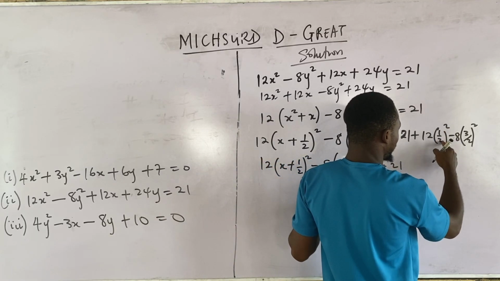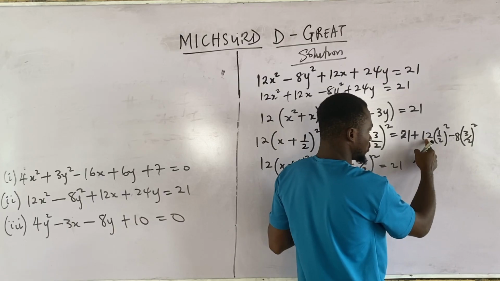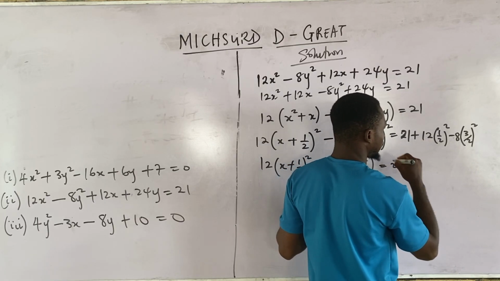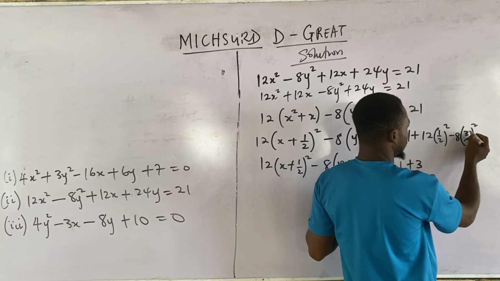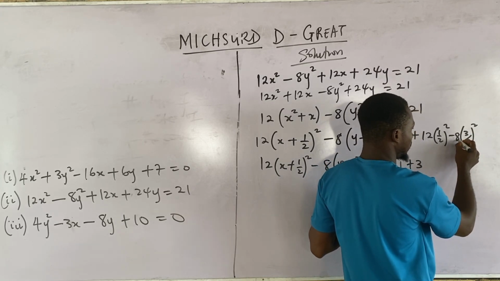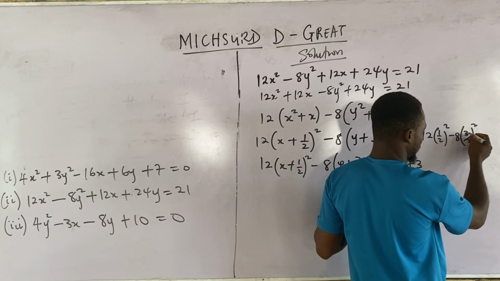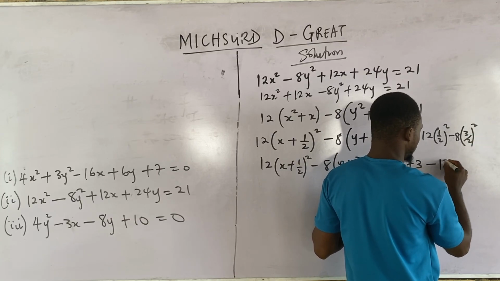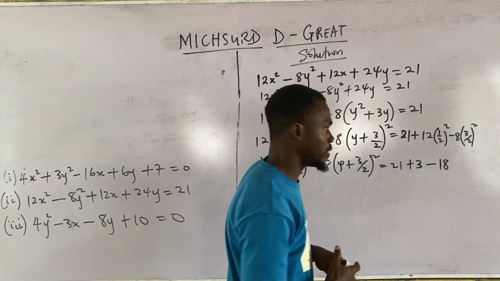This squared will be 1 over 4. 1 over 4 into 12 is 3. So we have plus 3. Here will be 9 over 4. 4 into 8 is 2. Minus 2 times 9 will give us minus 18. So we have minus 18 here.